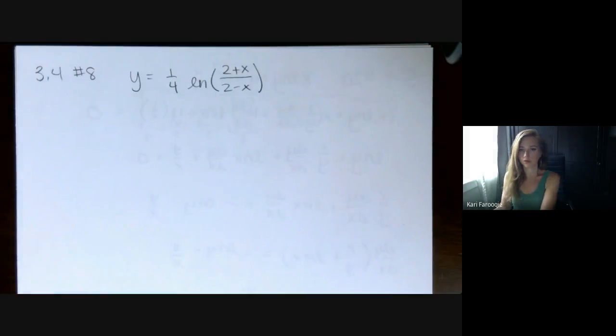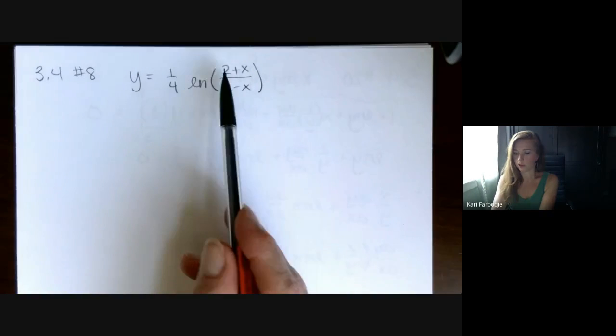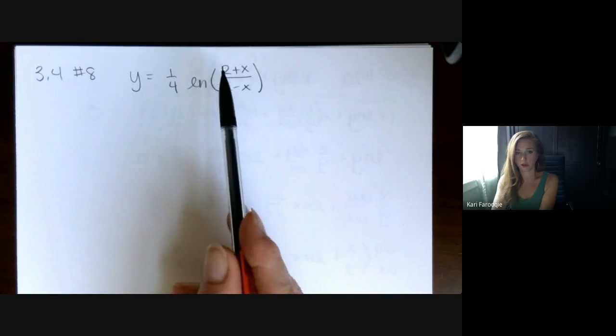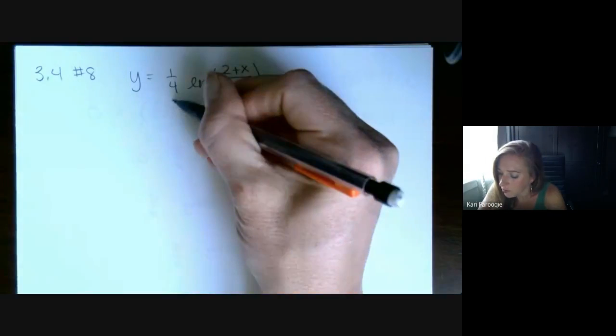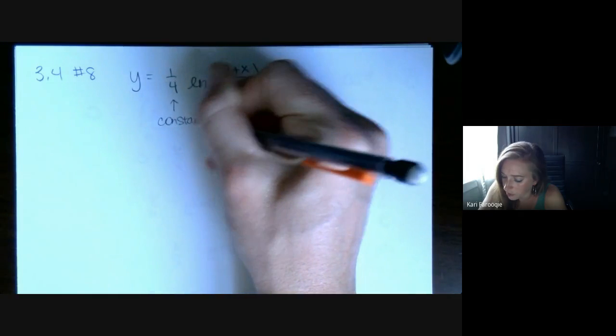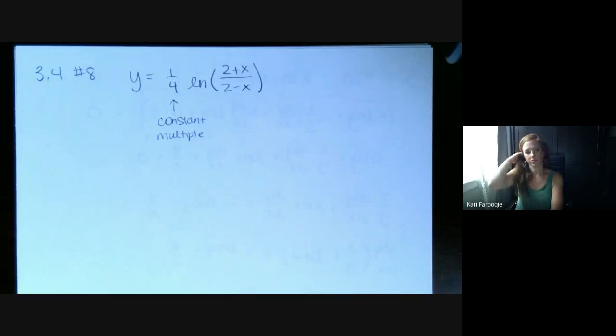Yours might be different in that you might have something other than a 4, and you might have a different number than a 2. This happens to be the one that I have. Now, the 1/4 in this place works as a constant multiple. So whatever your derivative is, it's just going to get multiplied by this 1/4. So that's just going to tag along.